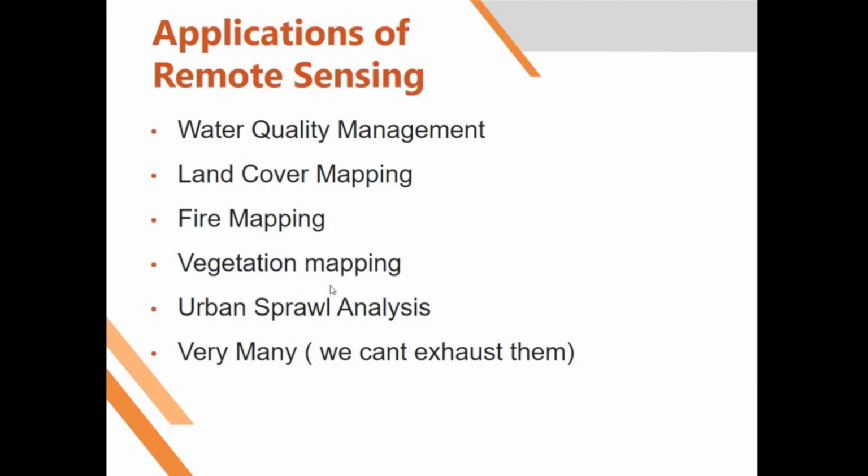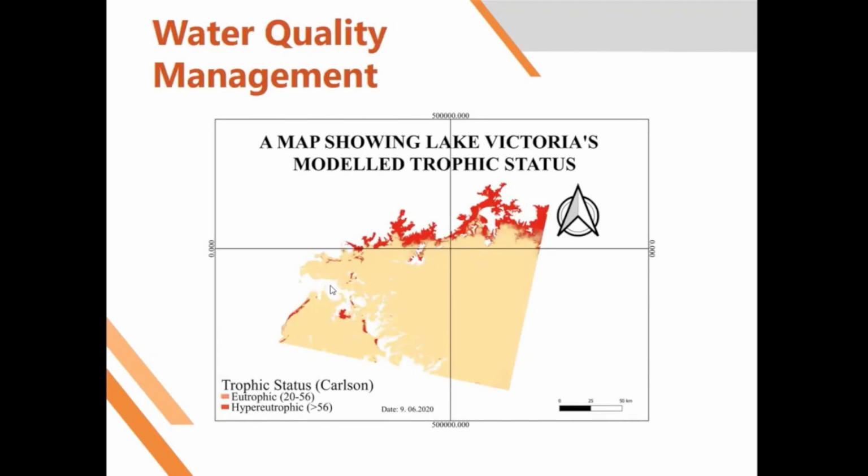Yeah. So application number one is water quality management. Actually, this was my undergraduate thesis while I was studying at Makerere University, and I was using remote sensing to come up with a model that can be used to measure the amount of chlorophyll A concentration on Lake Victoria. And as you can see, this was one of my outputs. This is a map showing Lake Victoria's trophic status. Where you see this, these were highly polluted waters, and where you see this, these were eutrophic waters, and that is one application of remote sensing.